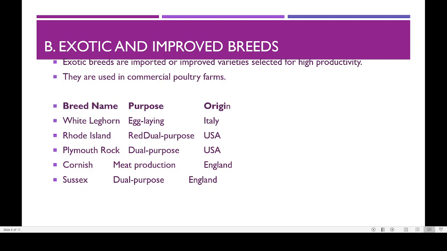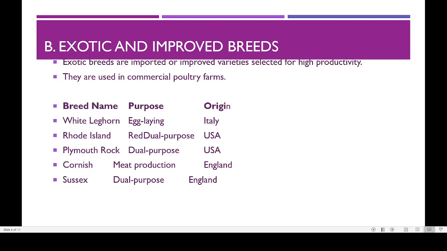Then we have Cornish. Cornish is mainly used for producing meat. Then Sussex is mainly used for dual purpose chicken. So one advantage of these exotic breeds is that they may be capable of producing a higher quantity of eggs. For example, White Leghorn is mainly for egg laying, and Cornish is good for producing good quality meat. So they are used in commercial poultry farms.